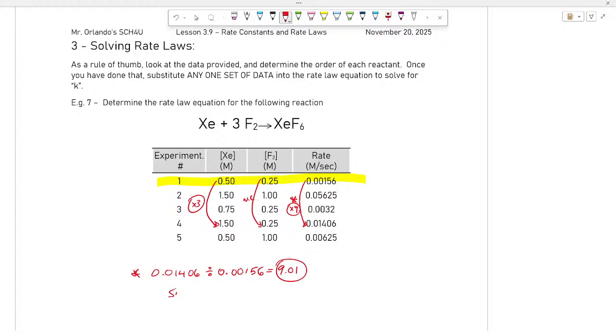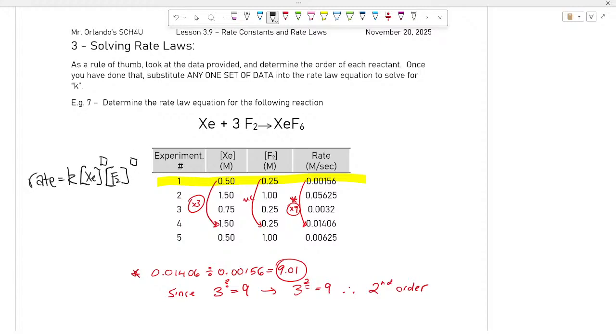Since 3 to the exponent question mark equals 9, well, 3 to the exponent 2 equals 9. Therefore, second order. Does that make sense? So if we start filling in our little rate law, we'd say rate is going to be some constant K times the concentration of Xe to some exponent times the concentration of F2 to some exponent. Well, we just found out that our exponent for Xe is 2. It's second order for that.